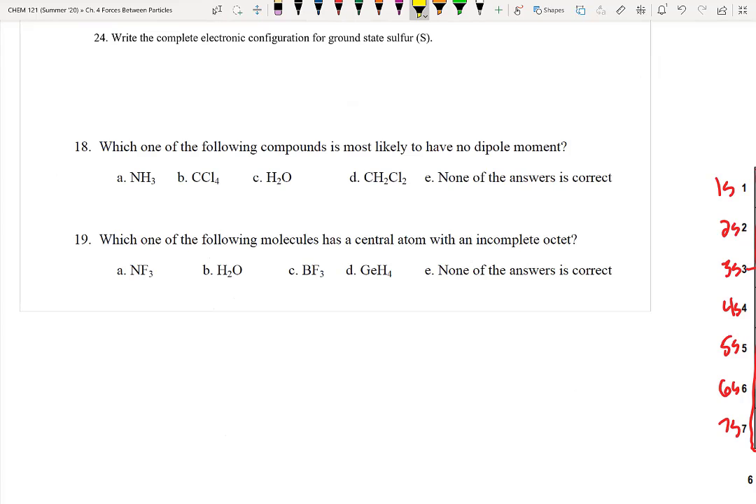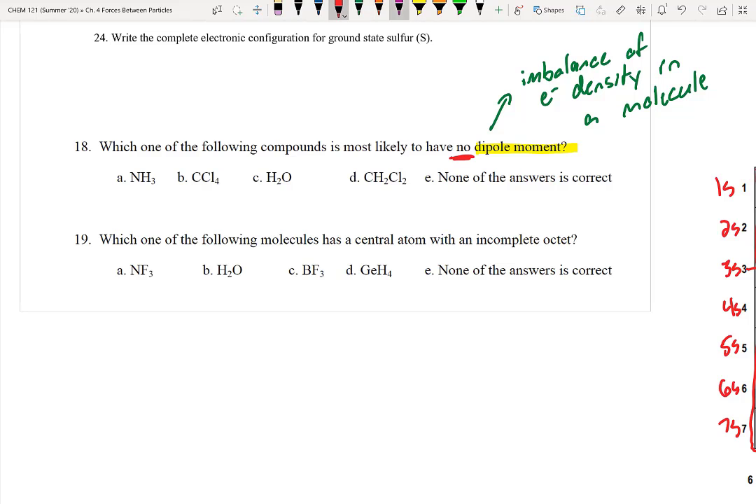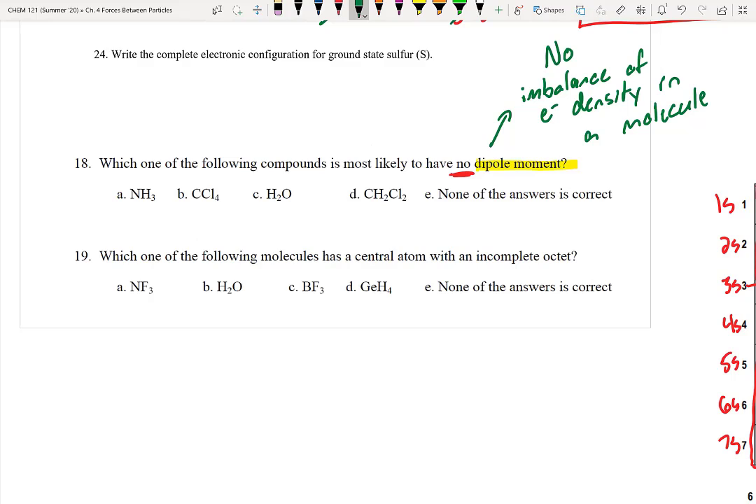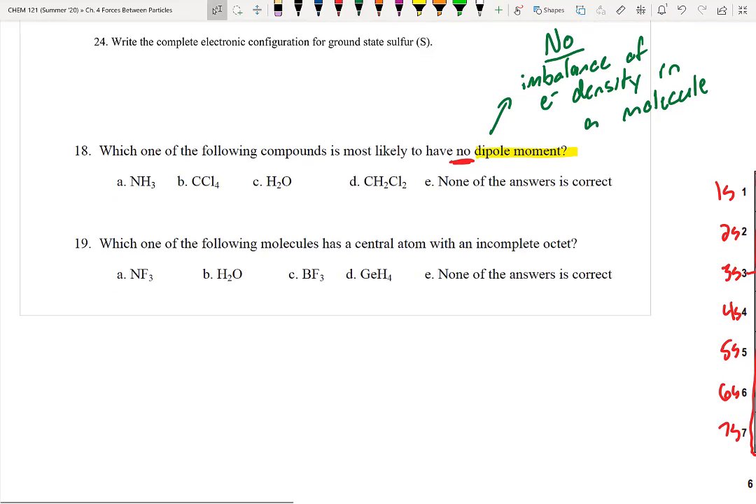Let's first break down what we mean by dipole moment. What does that mean? Well, let's define this. It's an imbalance of electron density in a molecule. But in this case, they're saying no net dipole moment, meaning there's no imbalance of electron density in a molecule. So now we need to kind of figure out what's going on here. So let's go ahead and just work through these.